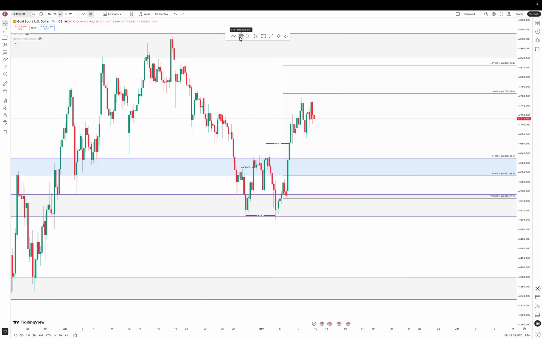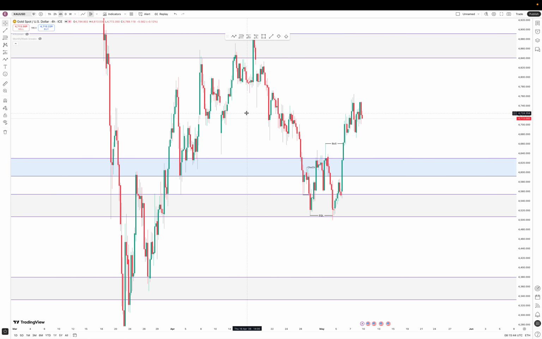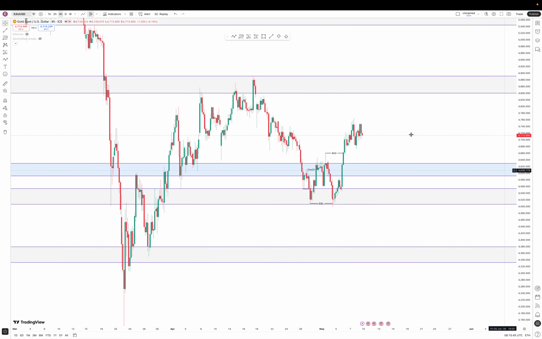But there is a twist in taking your TP to the FIB extension. I like doing that if I see price at my 78 FIB level. So yeah, I'll be looking very closely. If price doesn't come to my 78 FIB level, if it only retests the 61 FIB level, I'll be taking my profits at the 0.0 level, at the peak of the high. So this is what I'm expecting on gold.